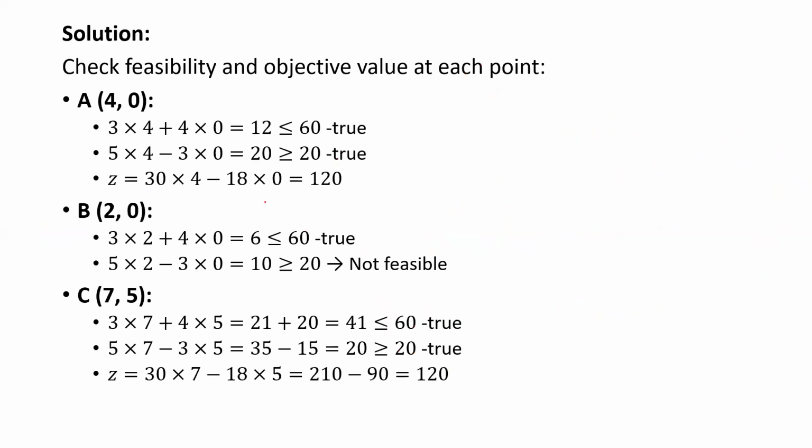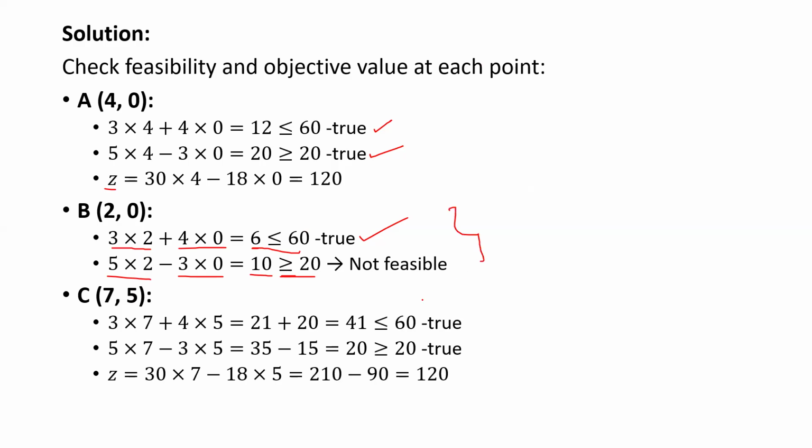B value I'll show you here. B value we can see directly. First, both constraints have to be true. Then only we can find out the z value. Otherwise no need. Now we can see 3 into 2 plus 4 into 0 equal to 6 we got. So 6 less than or equal to 60, true, that's not a problem. Now the second equation, 5 into 2 minus 3 into 0. My value will be 10, but it should be greater than or equal to 20. So this is wrong, so not a feasible solution. So automatically no need to find out the z value. So we just have to leave the B value.